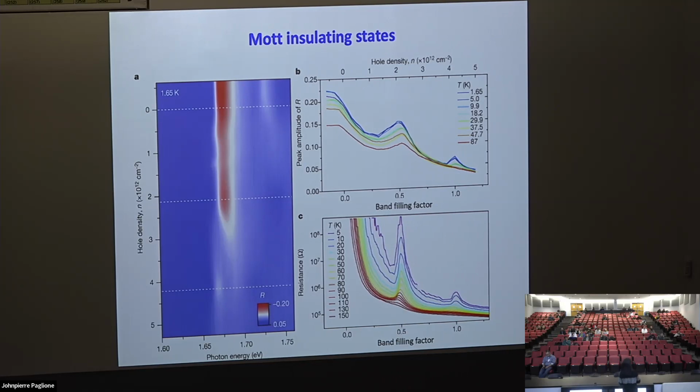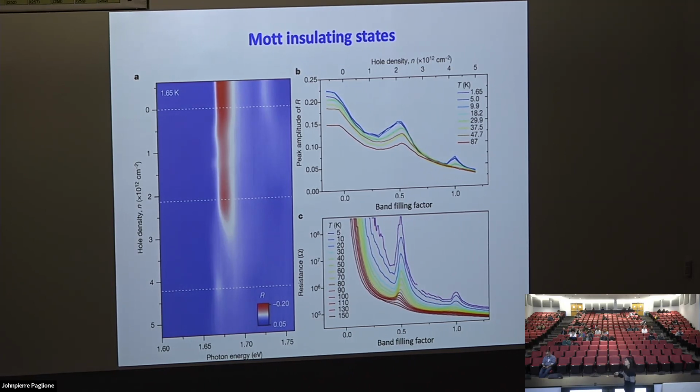So this is something like, okay, you fill a band, you get an insulator, and that's from the transport: resistance goes up when you pull it down. So this is an insulator, and now absorption goes up. And then at this half band filling, you also get an insulator, and this is something interesting.